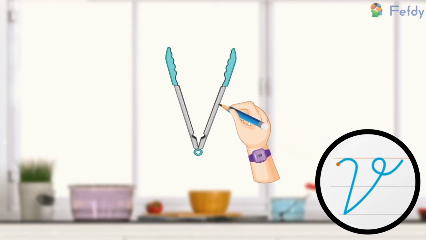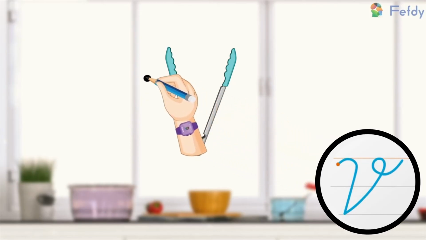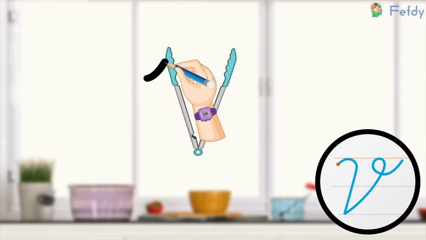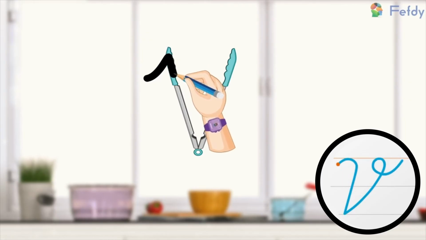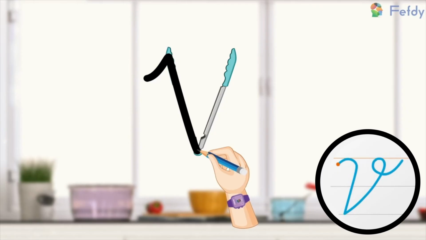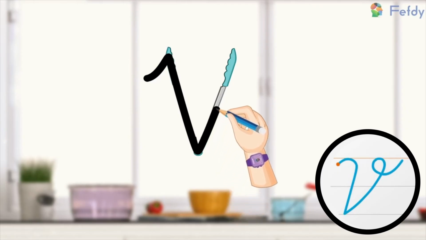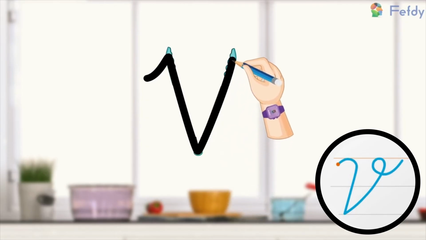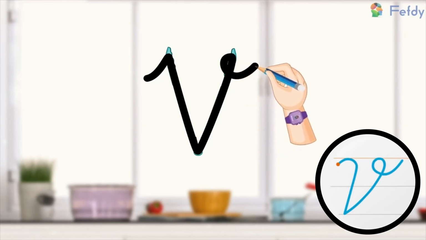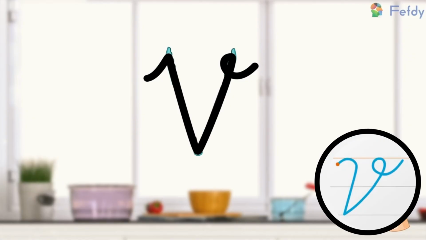We will start a little to the left of this point. Draw a little curve to the top left of the tongs. From this point, we will draw a slanting rightward line to the bottom of the tongs like this. And then we will swoop back up to the top right like this. And then we will make a loop around the top right corner like this. And that's it. Here we have it, the capital cursive letter V.